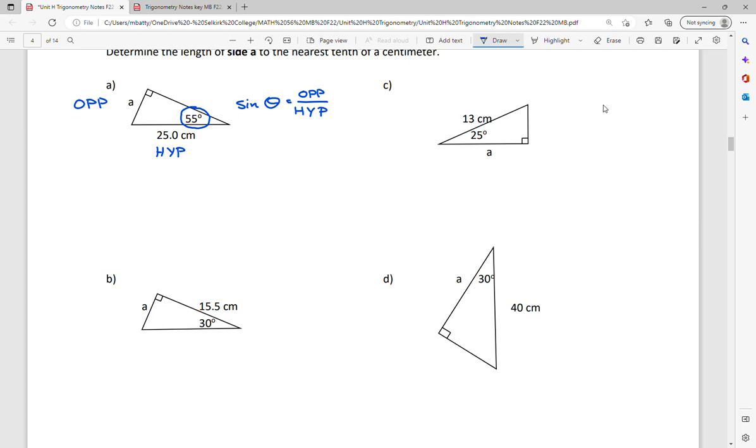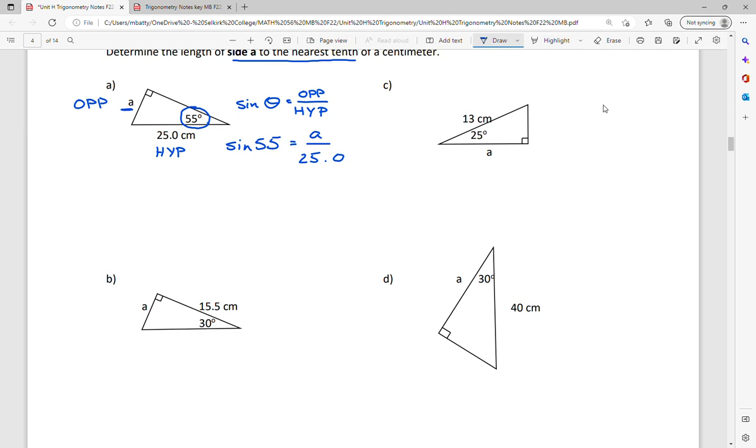What I'm going to try and do is solve for side A here. Always with sides, we're going to go to the nearest tenth, or 1 decimal place, of a centimeter or a meter or whatever. The angles are always going to be to the nearest degree. So now that I've labeled my triangle and picked my ratio, I'm going to sub in what I know. I know that sine of the angle, which is 55, remember that's what theta is representing, is opposite, which is A, that's my unknown, over my hypotenuse, which in this case is 25.0.